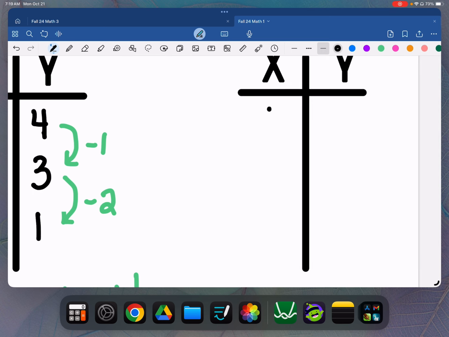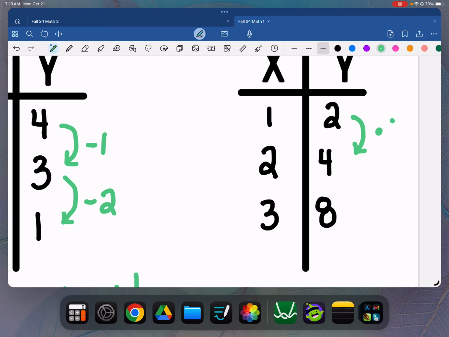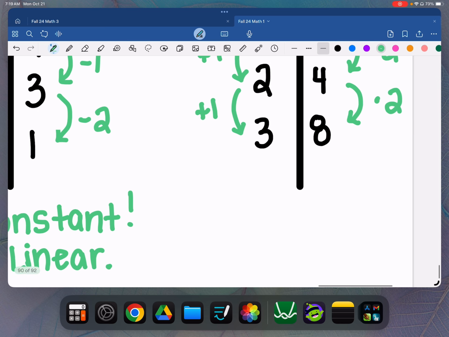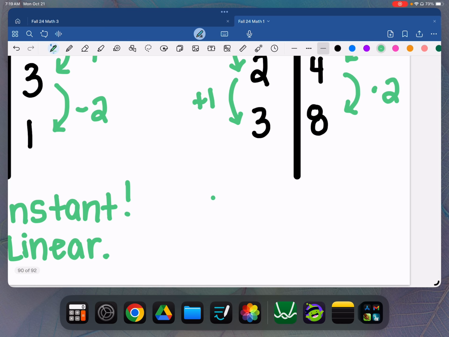So another example, we have 1, 2, and 3, 2, 4, and 8. Now, in this particular situation, there is a pattern. We're multiplying by 2. However, we don't multiply when it comes to linear functions. We add or subtract. So we will get to a point where we talk about multiplying, but in this situation, linear does not multiply.